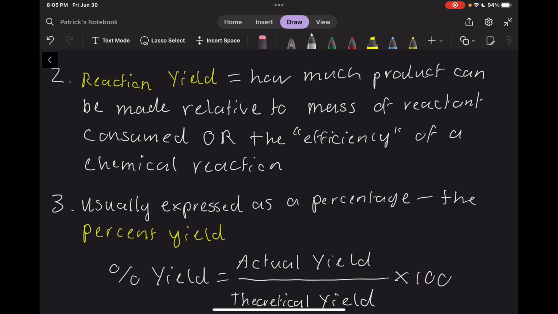In many cases, a real-life reaction doesn't produce the amount of product predicted by its corresponding chemical equation. Reaction yield helps us quantify this. We define reaction yield as how much product can be made relative to the mass of reactant consumed. Another less technical definition is that it measures the efficiency of a chemical reaction. This will become a lot more clear once we look at our example problems.